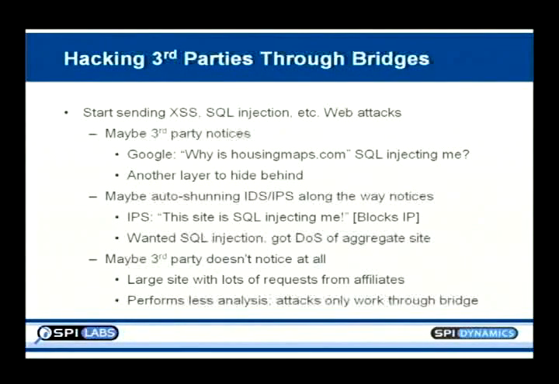At the very least, Amazon contacts Billy's Books and says, dude, what are you doing? In which case, billiesbooks.com goes and looks at its logs and goes, wow, all right, let's go track down this guy. But that's another layer I can hide behind. At the very most basic, the advantage for a hacker with an AJAX bridge is that it's another layer to hide behind. Let's say there's an auto-shunning IDS between billiesbooks.com and amazon.com.